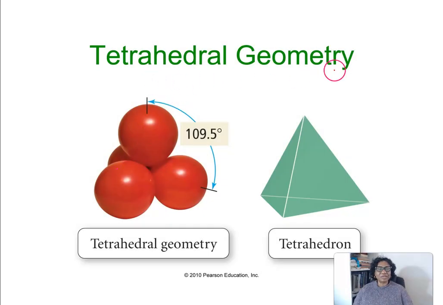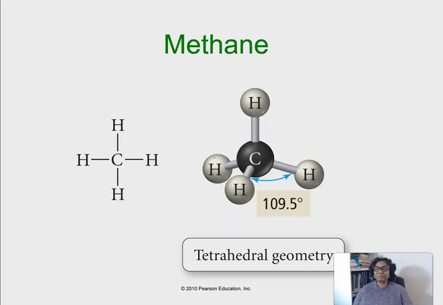So tetrahedral shape is the example. The angle is 109.5. Another example, as I said, is methane. You see, the bonds are the same, so all of the bond angles are 109.5.